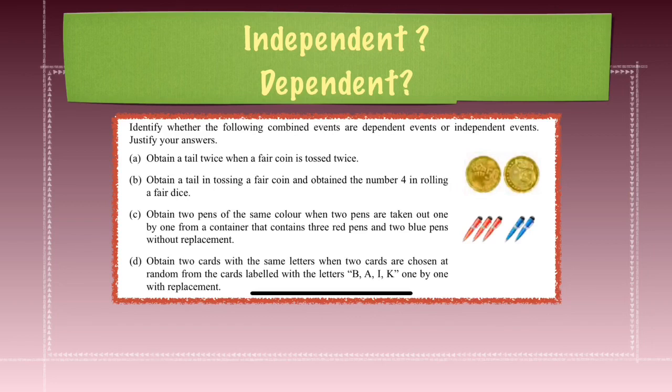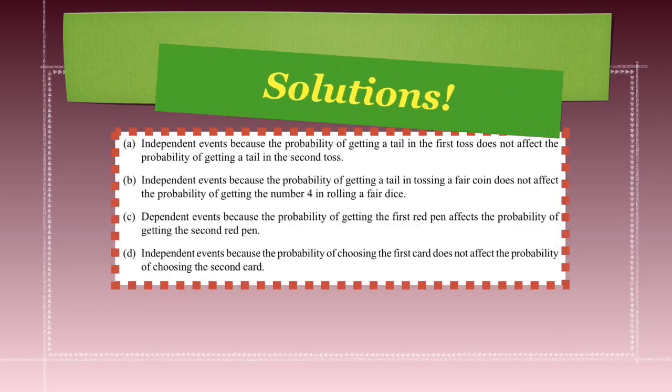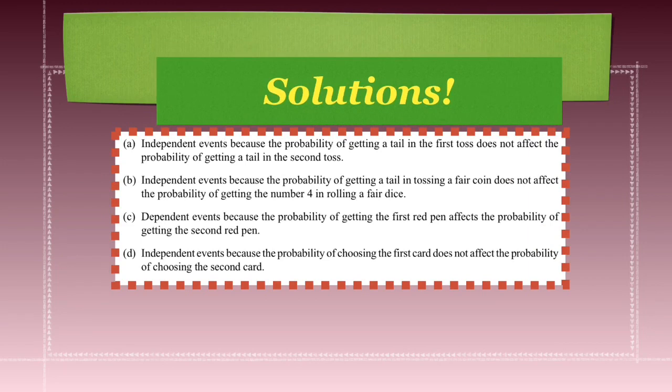Question D. Obtain 2 cards with the same letters when 2 cards are chosen at random from the cards labeled with the letters B, A, I, K, one by one with replacement. This is independent events because the probability of choosing the first card does not affect the probability of choosing the second card. So this is the answer and the justification for the question just now.